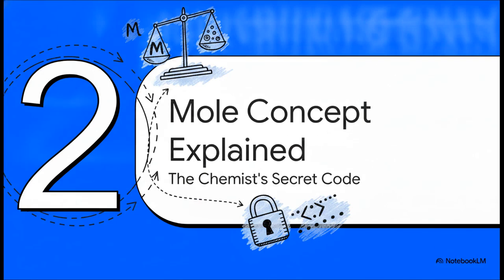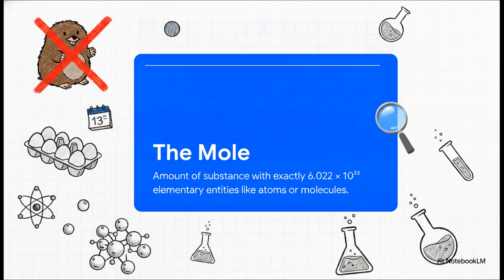Moving right along to section 2, the mole concept explained. Okay, so if mass is always conserved, how on earth do we connect the physical mass we can actually weigh on a scale to those invisible atoms we're reacting? We need a secret code. And that code is the mole.